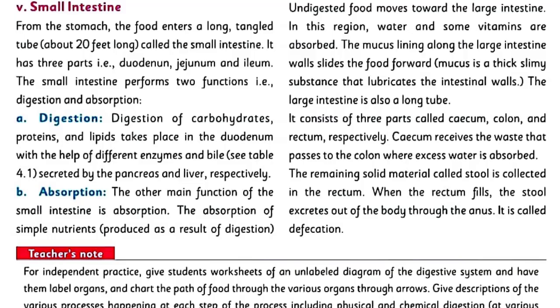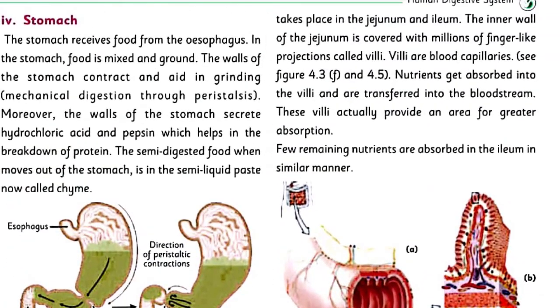Absorption. The other main function of the small intestine is absorption. The absorption of simple nutrients takes place in the jejunum and ileum. The inner wall of the jejunum is covered with millions of finger-like projections called villi.